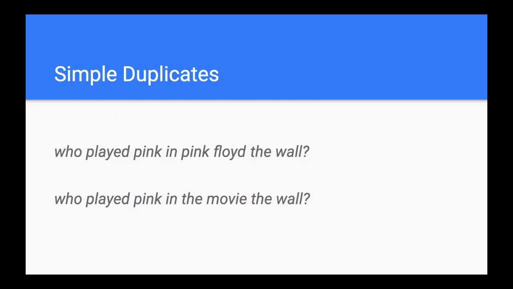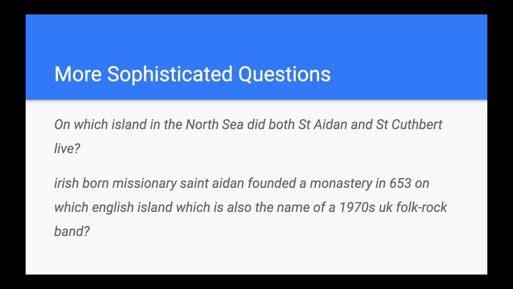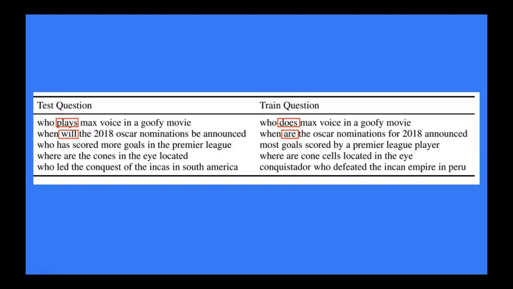Here's an example of a simple duplicate: who played Pink in Pink Floyd The Wall? And another question is: who played Pink in the movie The Wall? They are basically very similar questions, and everyone can tell they are the same. Another one is more sophisticated, like this. The first one is a super long question, and the second one is even longer, right? But they actually mean the same thing. They are the same questions, but you need to really analyze them to understand that. And definitely they had experts annotate this. Here are some randomly selected overlap questions.